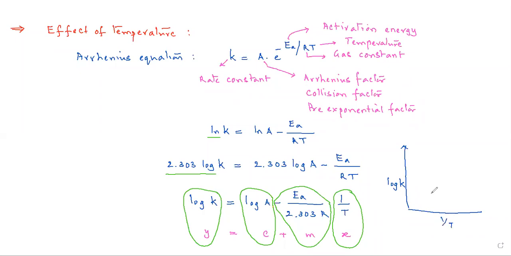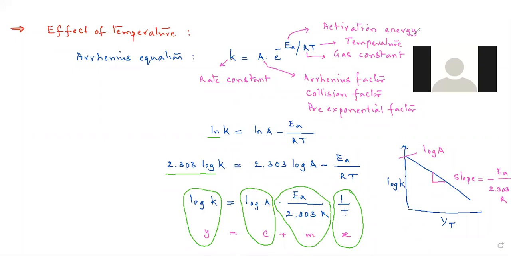Plotted between log k and 1 by T, you get a straight line with a negative slope, with the y-intercept being log A, and slope of course minus Ea by 2.303 R. Okay, then let us take two different things, I mean, two different temperatures and two different rate constants.